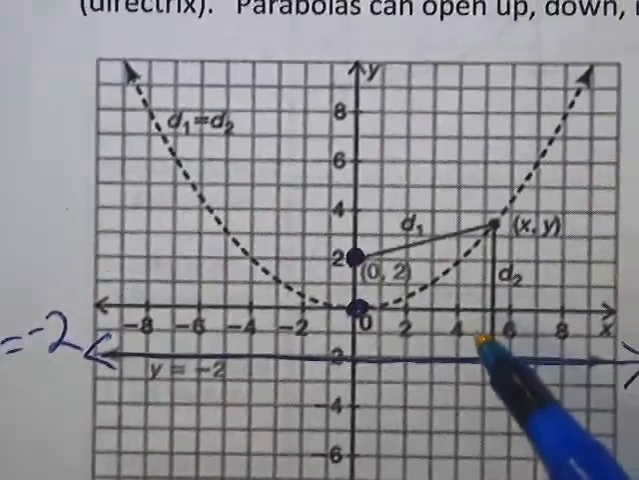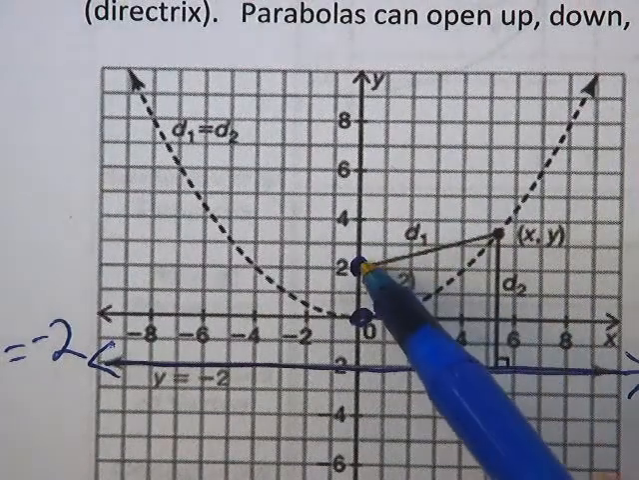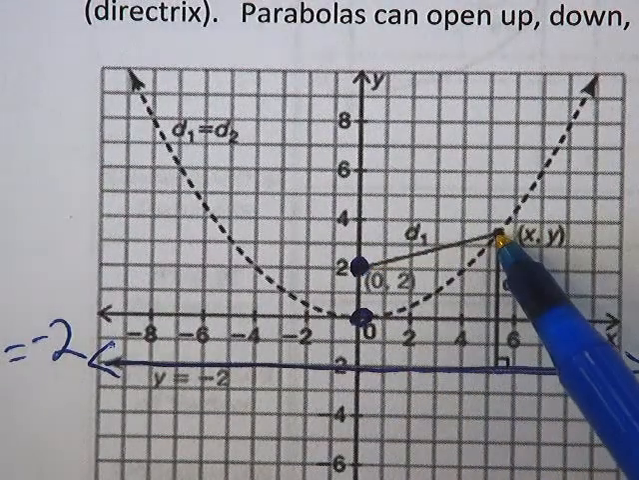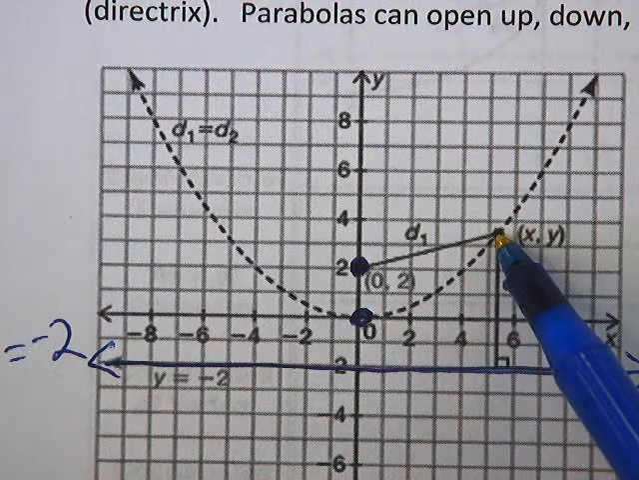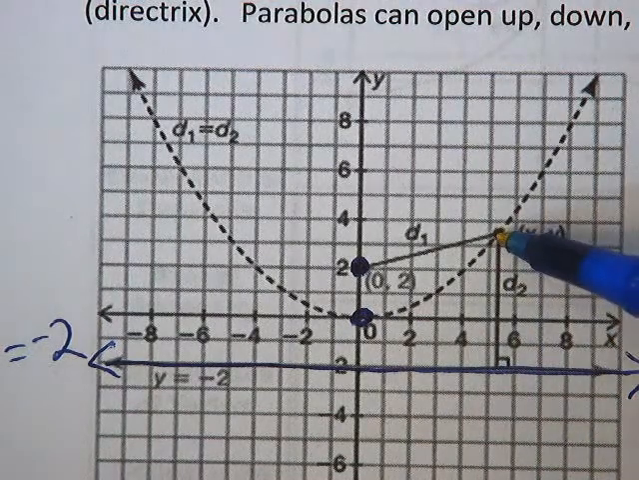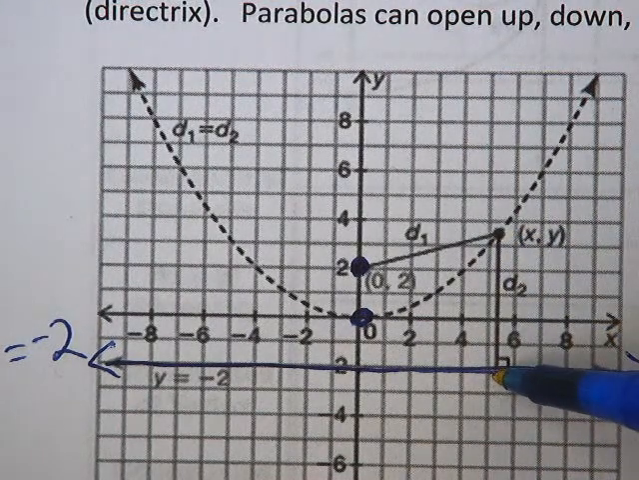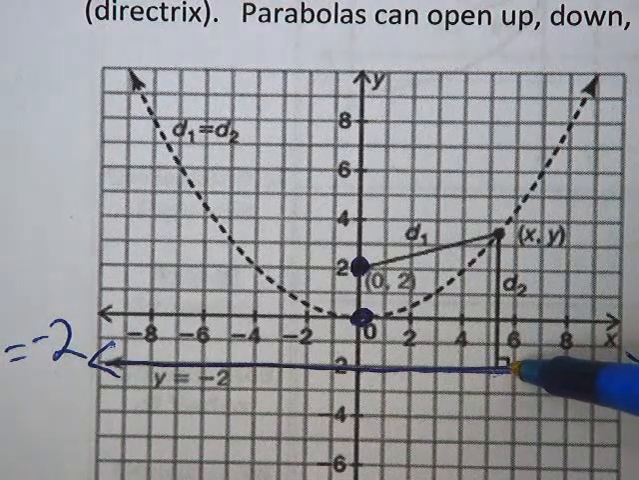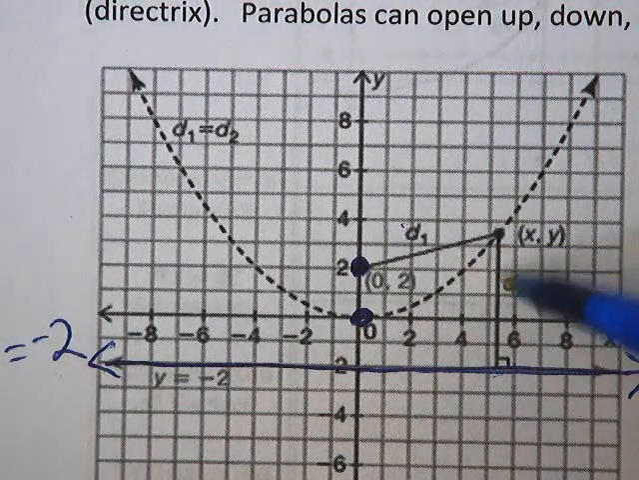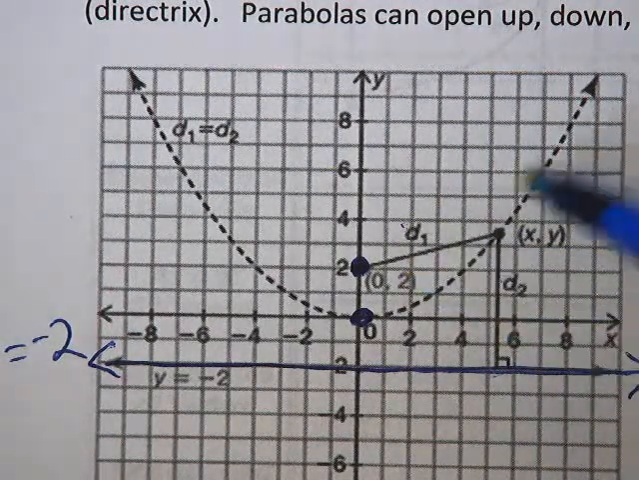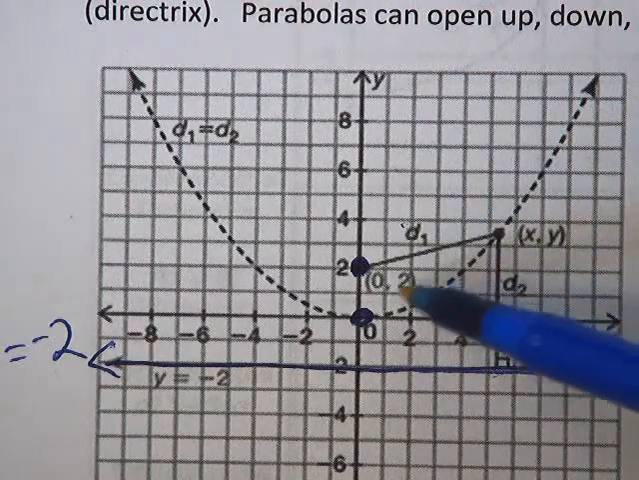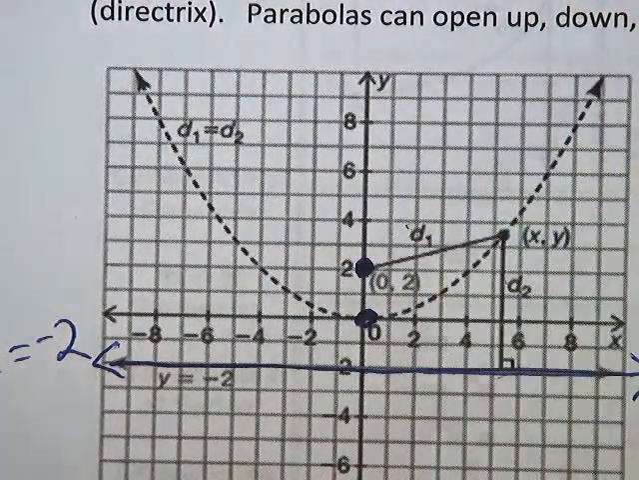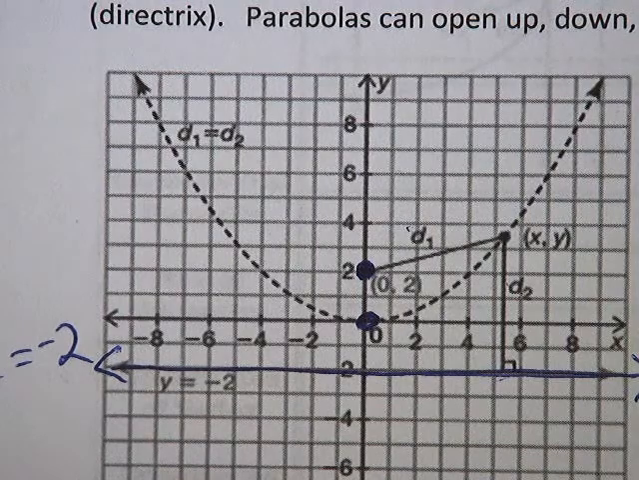Every point on this parabola, if I were to measure the distance from the focus to the point on the parabola, and then compare that to the distance from the parabola straight down to the directrix, so it formed a right angle, those two distances will be exactly the same. Again, I can pick any point on this parabola and that will be true. So it's the set of all points that have equal distance from the focus and the directrix.